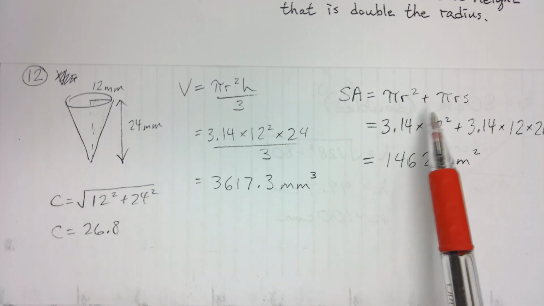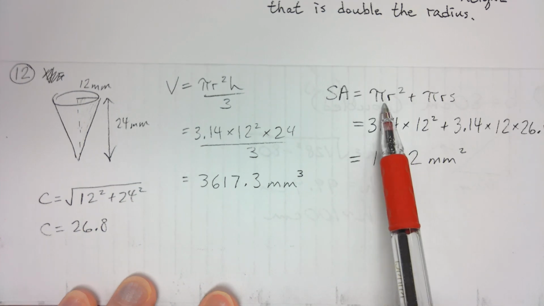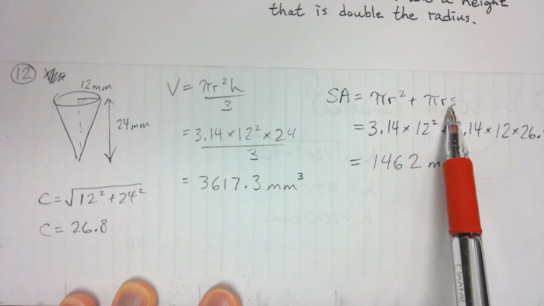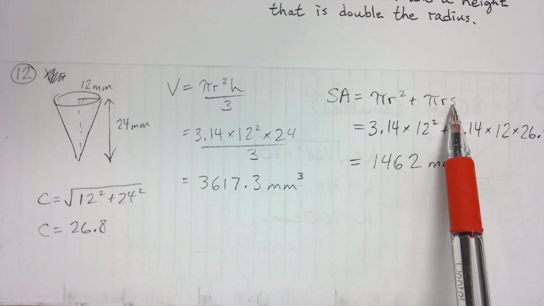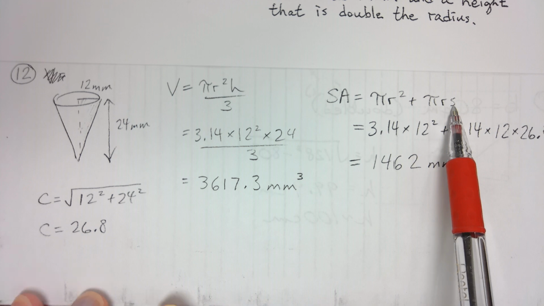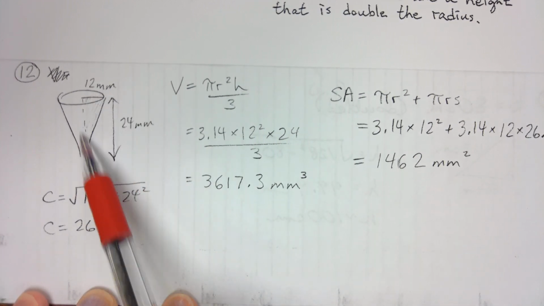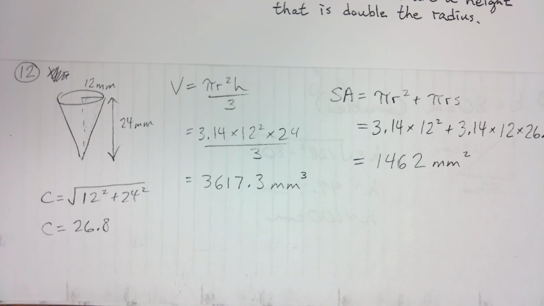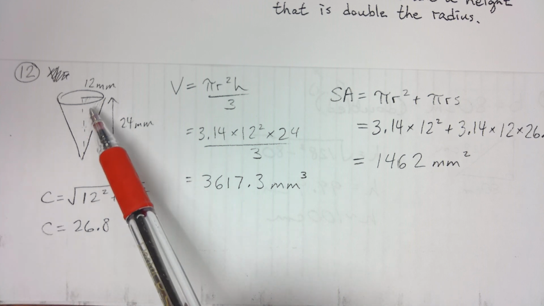This right here, the surface area, pi rs plus pi r squared. What does the s stand for again? Slant, right, slanted height. Am I given a slanted height? No, so what do we have to do if we're not given a slanted height?